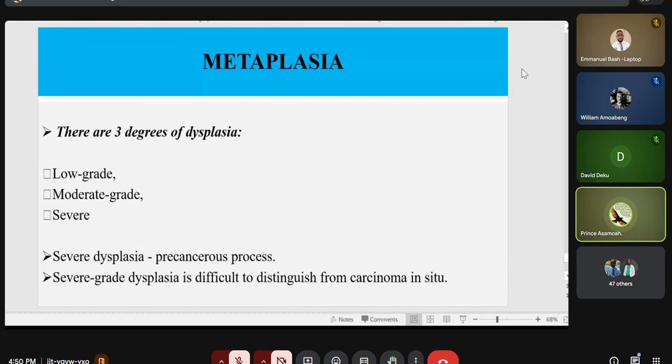And we are saying that there are three types. You can have low-grade metaplasia, moderate-grade metaplasia, and then severe metaplasia. I've made a big mistake here. Okay, so that's fine. Forget about this one.